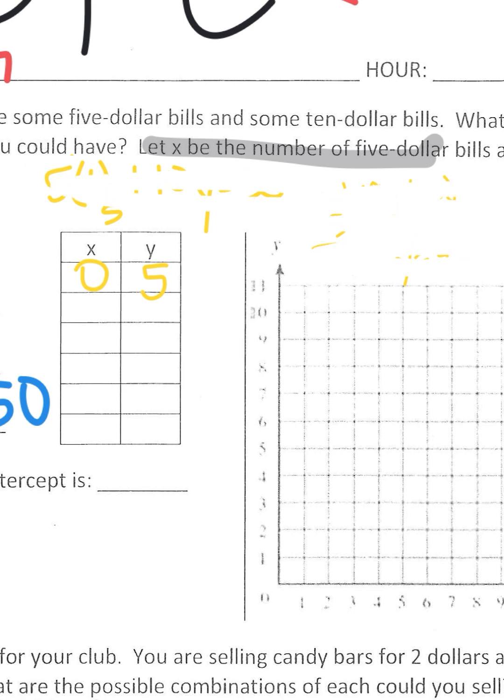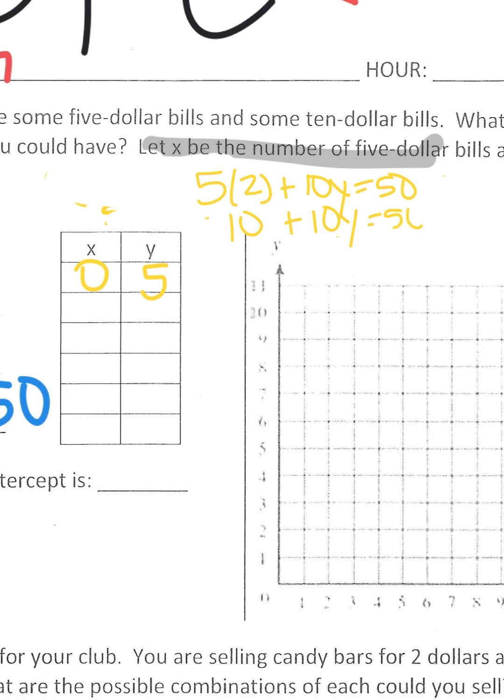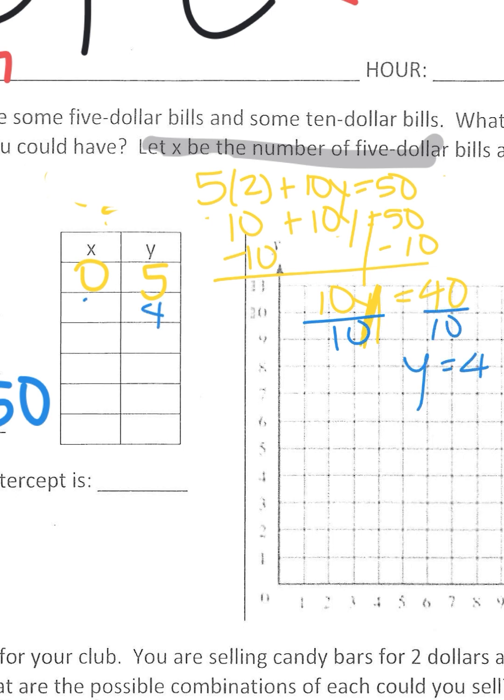So I'm going to have to skip that one, and I'm going to go to 2 now. So I'm going to do 5 times 2 plus 10y equals 50. I have 10 plus 10y equals 50. I'm going to minus 10 from both sides, and I'm going to get 10y equals 40. Divide by 10, and y would equal 4. So I could have 2 $5 bills, right? 2 $5 bills would have a total of 10. And if I had 4 $10 bills, that has a total of 40, and 40 plus 10 is 50. So that is a combination I could have.